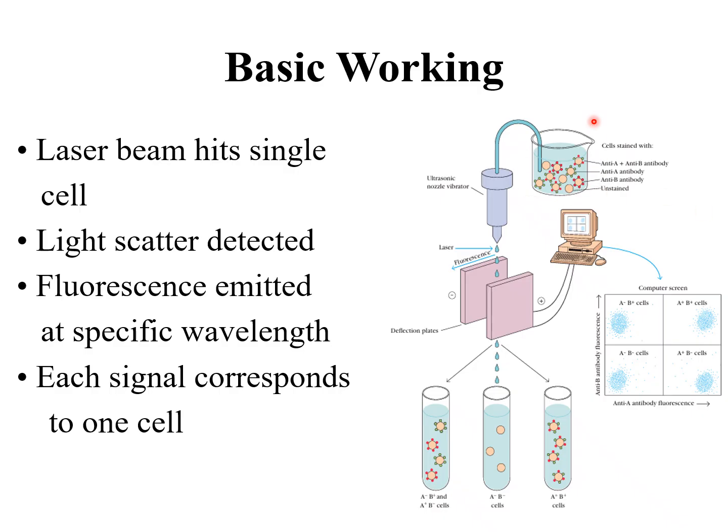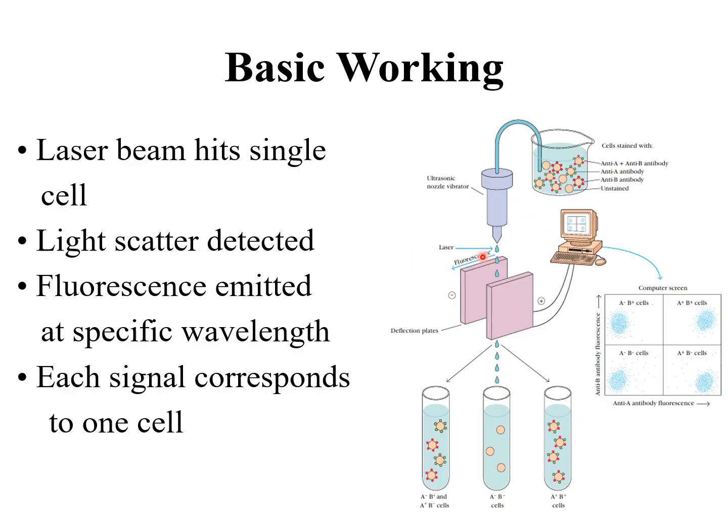This container has cells with different antigens on them. Corresponding to that, fluorescent labeled antibodies are attached to them. These cells are suspended in the buffer. Now these cells are poured in this fluidic system, and from this fluidic system the cells come out one at a time because of the hydrodynamic pressure built in this system.